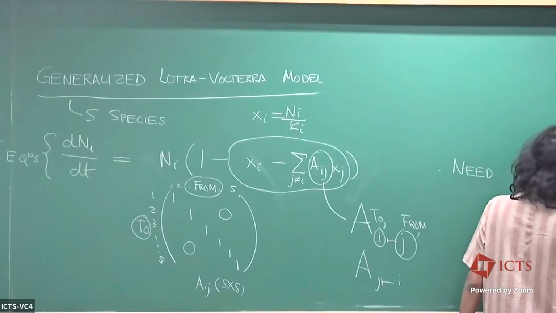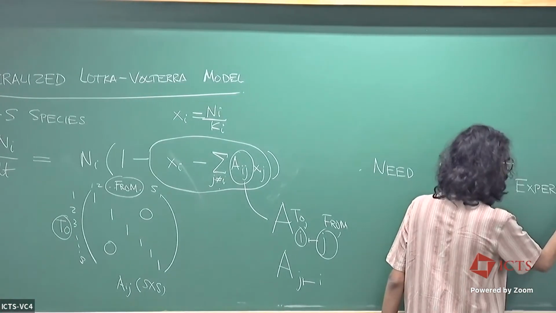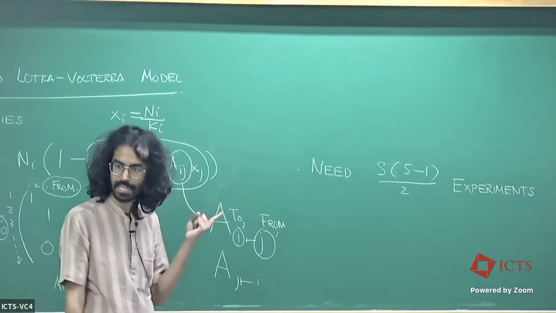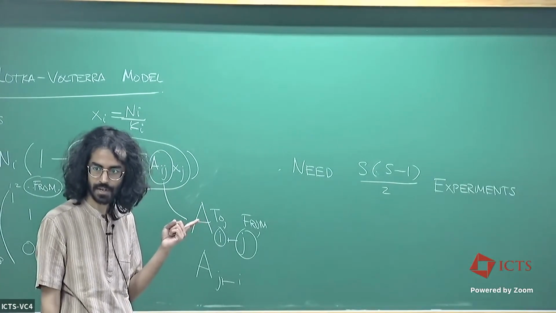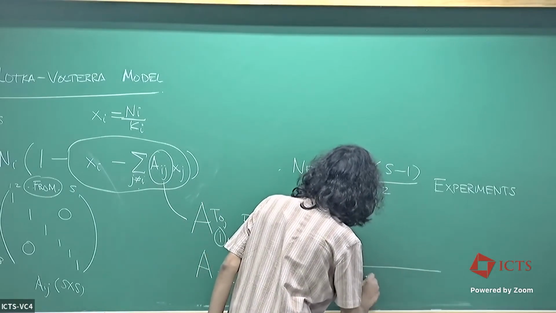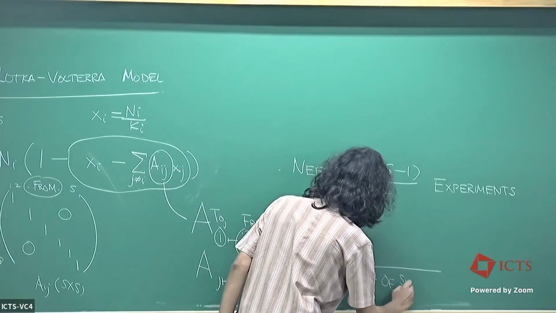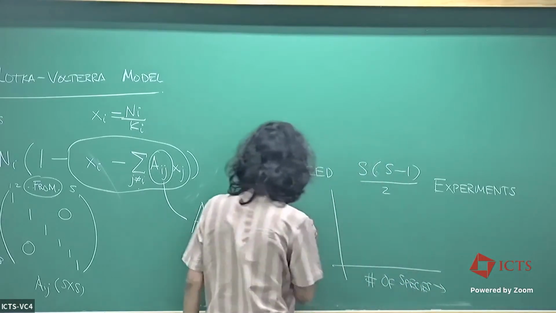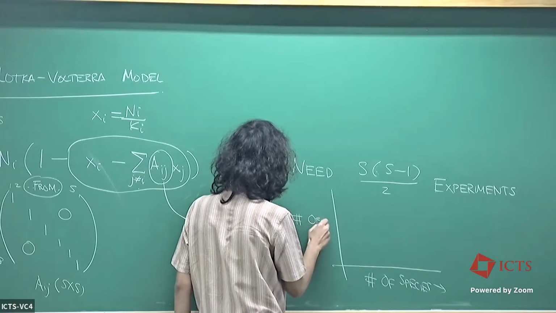So you can see that the number of experiments that you need to do goes quadratically with the number of species. Just draw a plot: number of species, number of experiments.